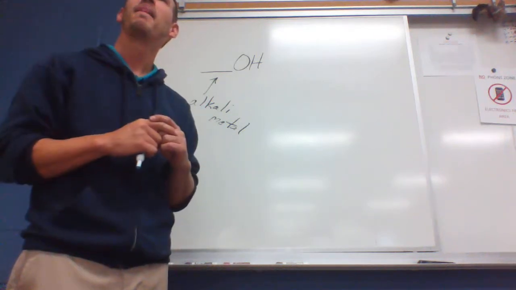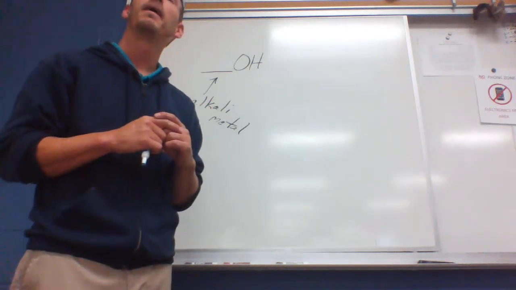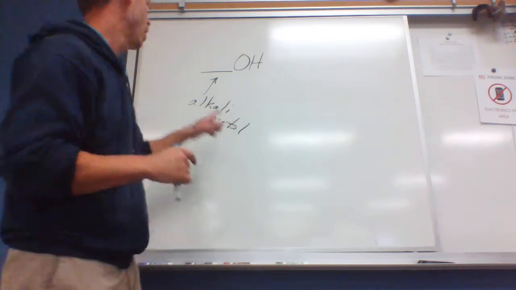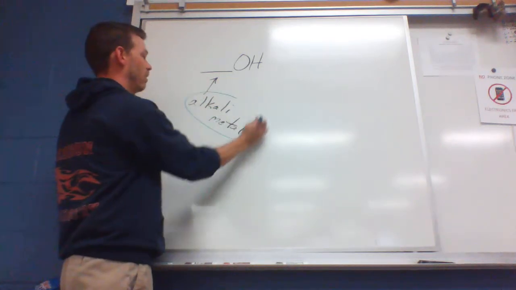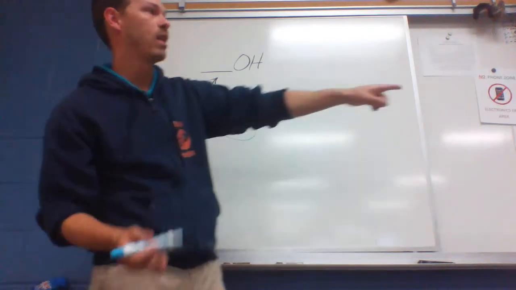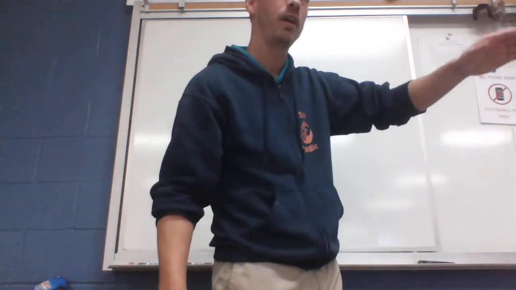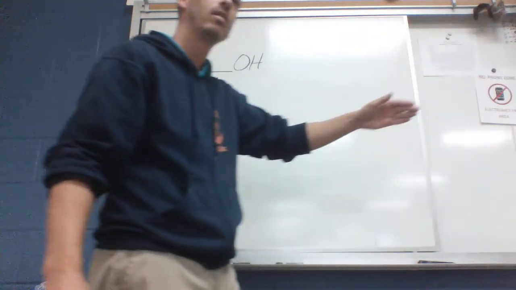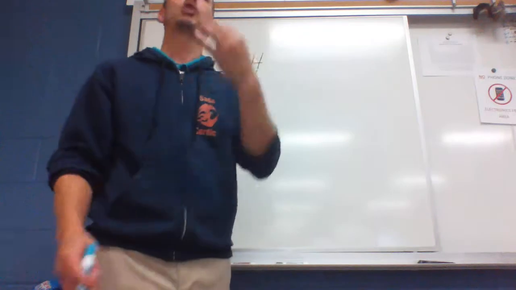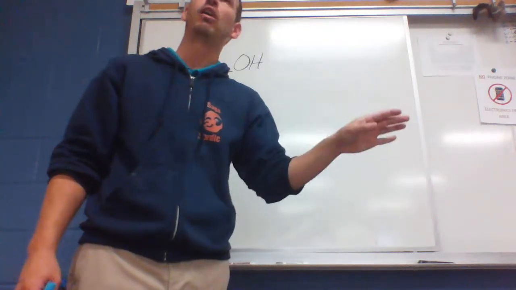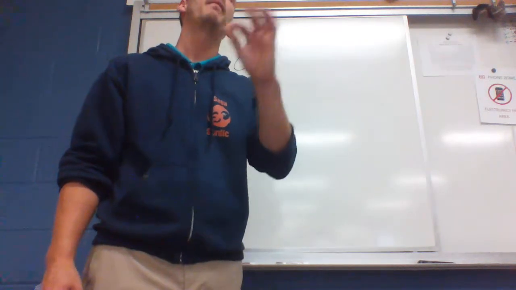Did you say that anything in front of the OH was strong? No. It's got to be an alkali metal. All right, a group 1, or one of these 3 elements from group 2: barium, strontium, calcium. Those make it strong. Ammonia is a common weak base.